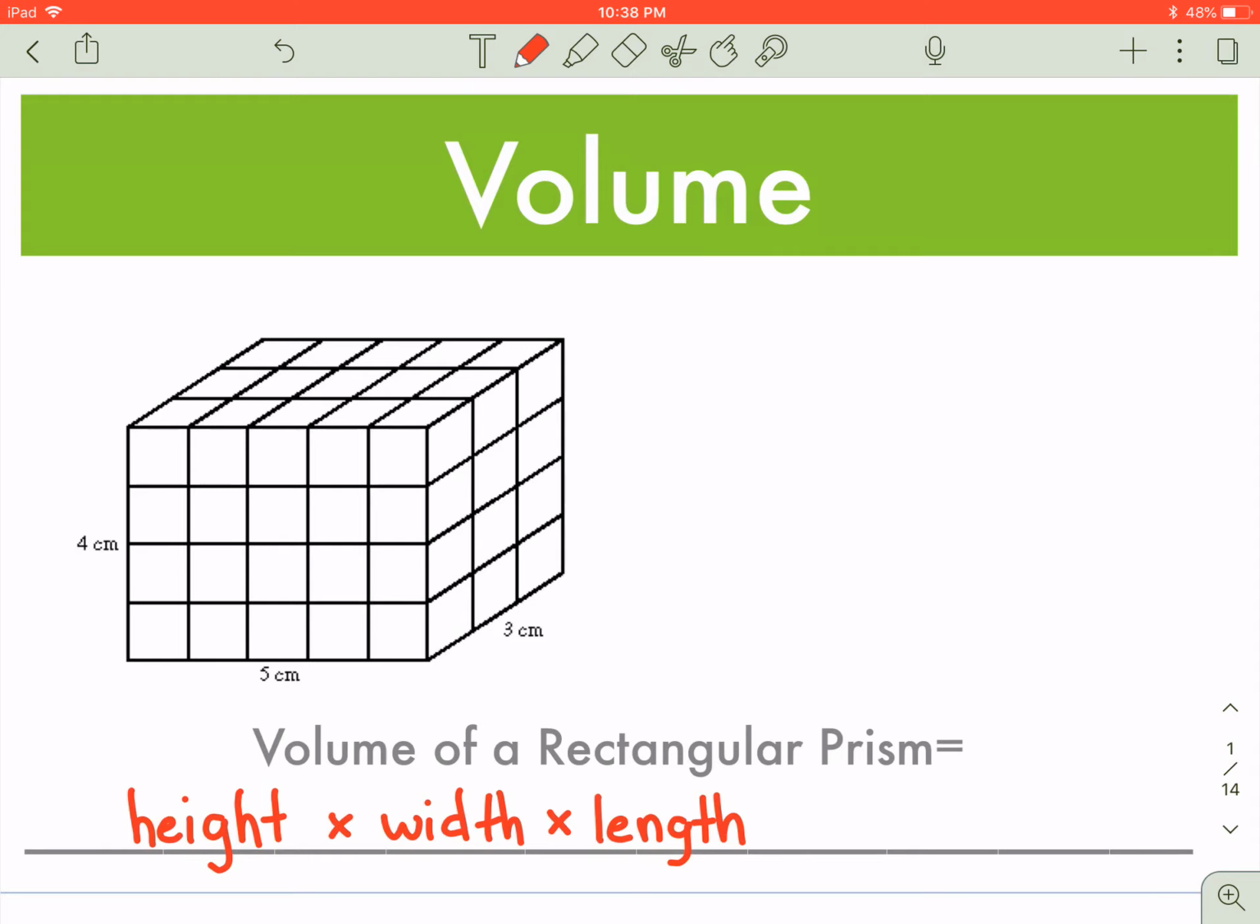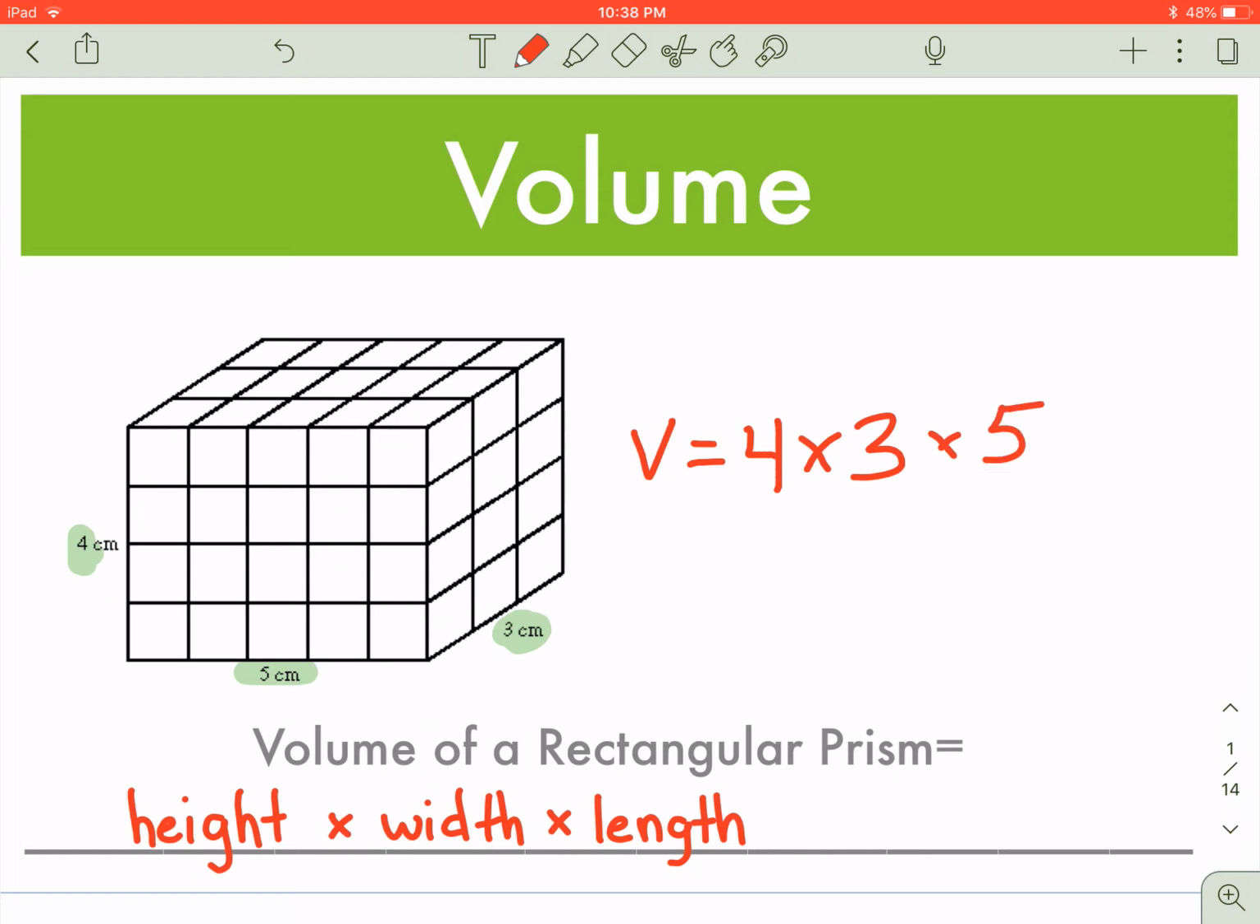So if I look at this picture right here, how tall is my rectangular prism? Well, it's off the side right here, and we can also count. It's 1, 2, 3, 4 high. So to find the volume, I would say that the volume would be equal to 4 times, well, what's the width? How wide is it? It is 3 wide, so times 3. And how long is it? It's 5.